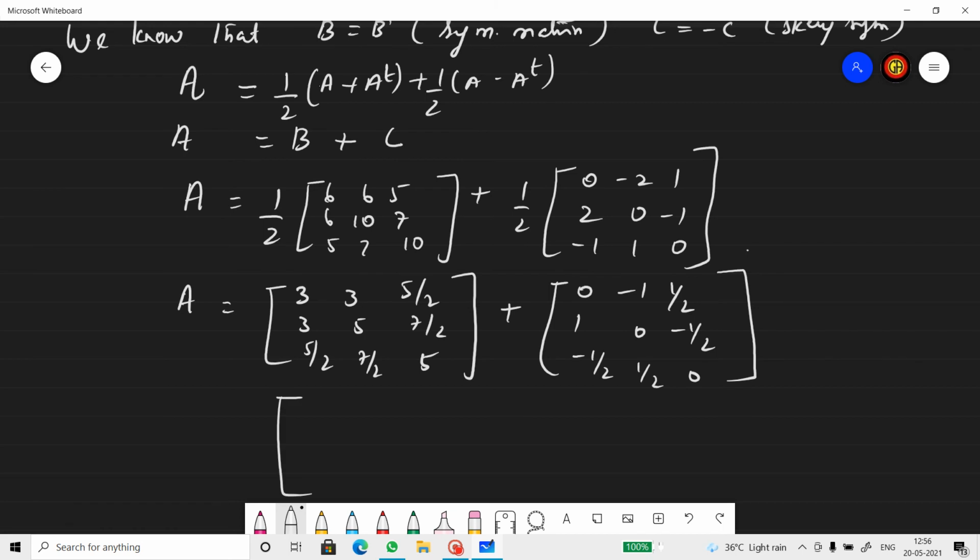So when you add this, you get 3, 2, 3, because 3 plus 0 is 3, 3 minus 1 is 2, 5 by 2 plus 1 by 2 is 6 by 2, which is 3. Then 3 plus 1, 4, 5, 6 by 2, that's 3, and then 4, 2, 4 and 5. So this is symmetric and skew symmetric.